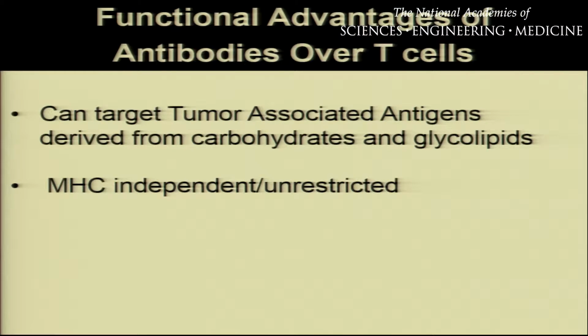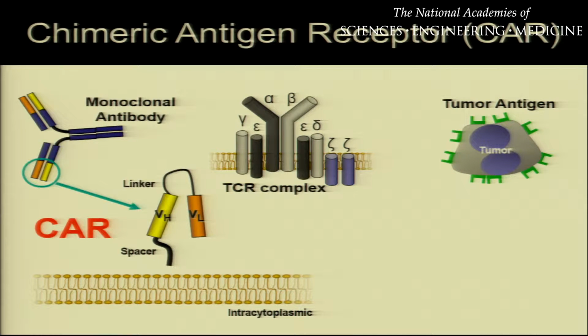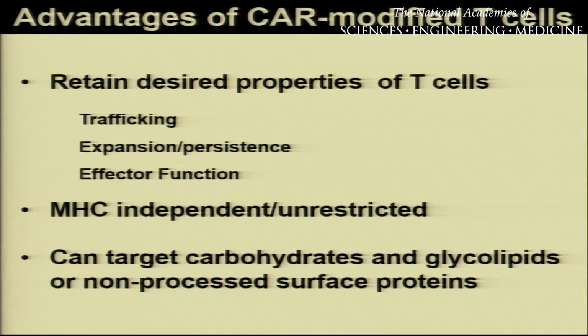Well, although T cell receptors are attractive and native T cells are appealing, there are some disadvantages of the T cell receptor. Antibodies, for example, can recognize non-protein tumor antigens, and they're MHC independent and unrestricted. That's important because many tumors are MHC negative or don't process antigens very well. So again, about 20 years ago, Zelig Eshar developed a concept of combining the properties of a T cell and a monoclonal antibody, taking the antigen binding component of a monoclonal antibody, coupling it to the signaling domain of the T cell receptor, introducing it into a T cell, which would then recognize its target through the antibody, but would retain the desired properties of the T cell, that is to say trafficking, expansion, persistence, and effector function, but would now be able to target a broader range of antigens.